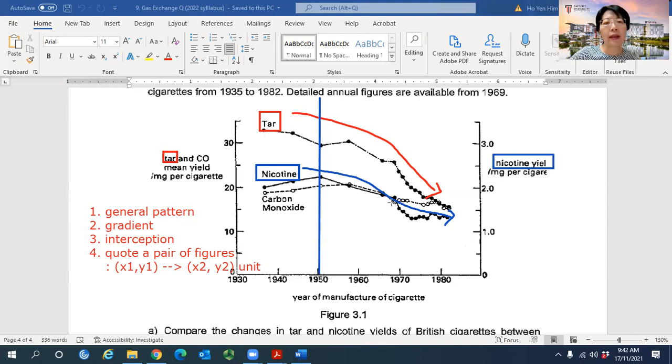So for both tar and nicotine, the mean yield decreases from 1950 to 1980. So the first statement is already mentioned.